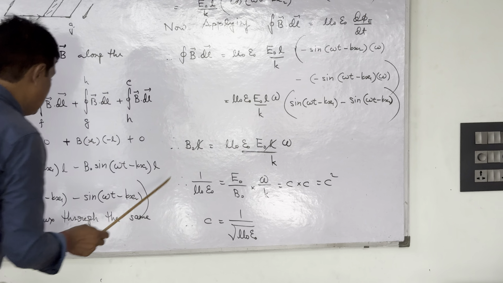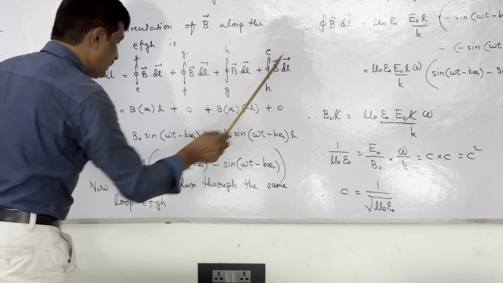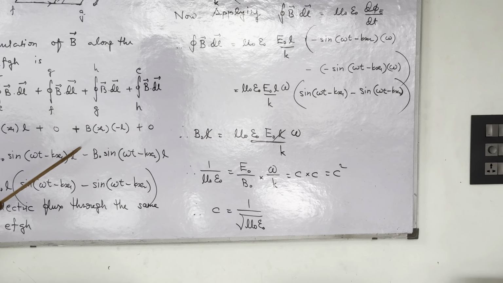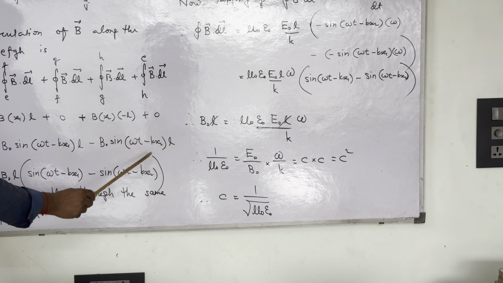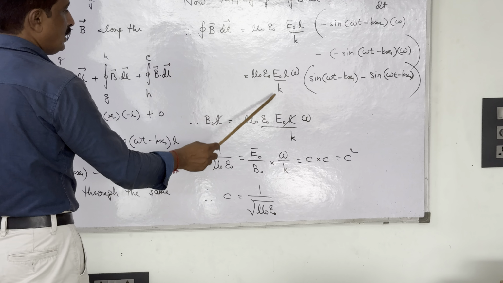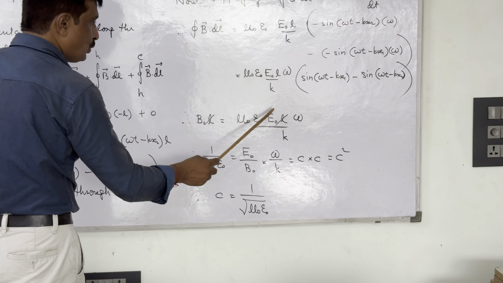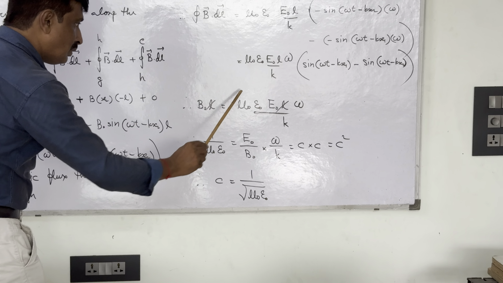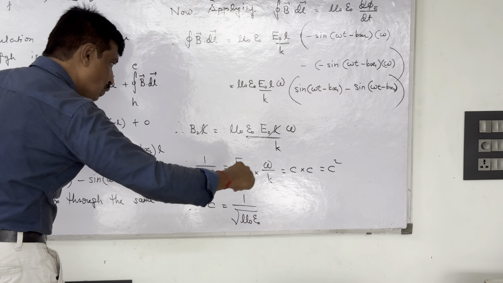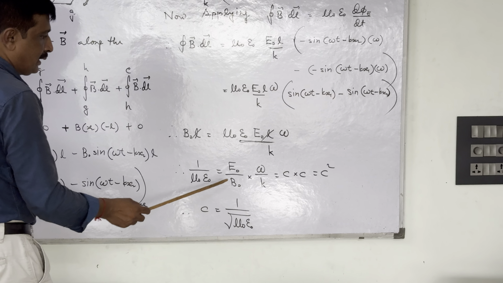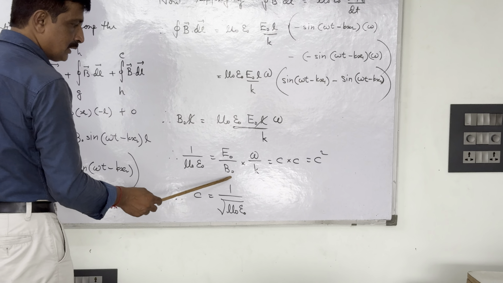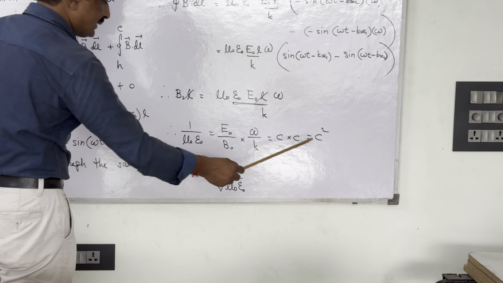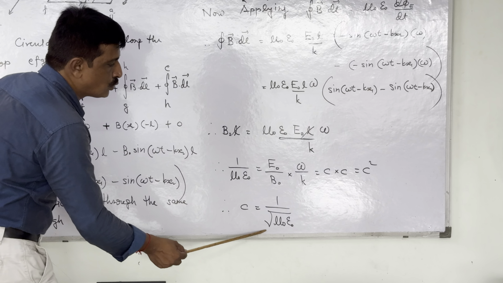But the integral of B dot dl is this. So this term and this term are equal and cut out. So B naught L equals mu naught epsilon naught into E naught L omega by k. L cuts out. Rearranging, 1 upon mu naught epsilon naught is E naught by B naught into omega by k. But E naught by B naught we have derived already as the speed of light in vacuum, and omega by k is also c. So 1 upon mu naught epsilon naught is c square. So c is 1 upon root mu naught epsilon naught.